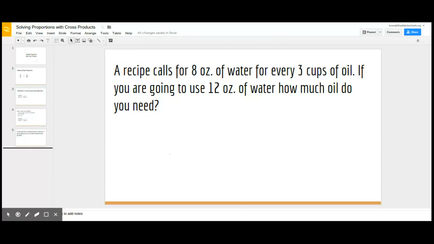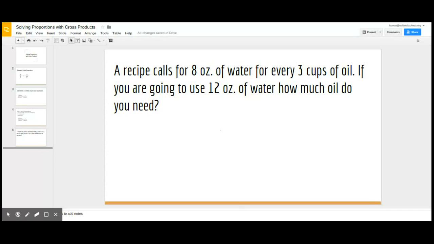Now we're going to do a second example. This time it's coming from a word problem. So there's no proportion set up yet for you to solve. So we're going to read the word problem, set up the proportion, and then solve for the missing value. The word problem says, a recipe calls for 8 ounces of water for every 3 cups of oil. If you are going to use 12 ounces of water, how much oil do you need?